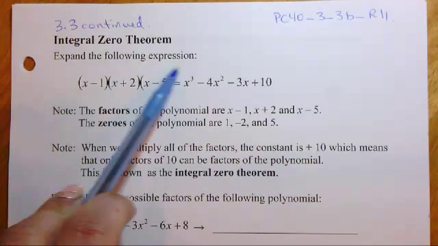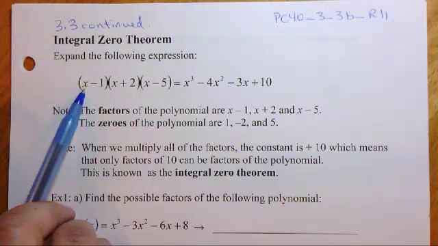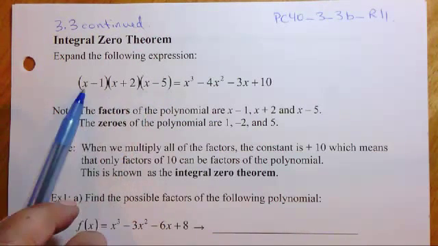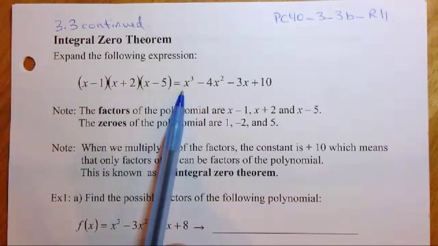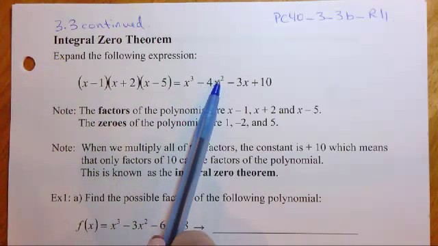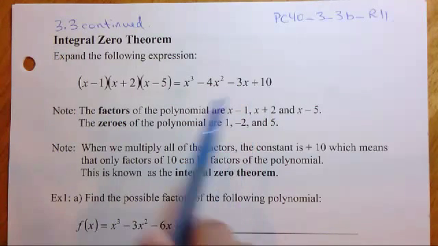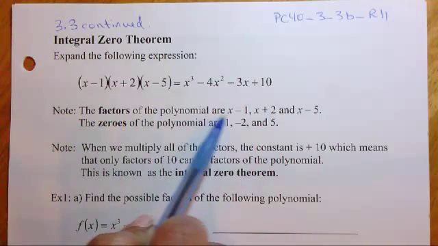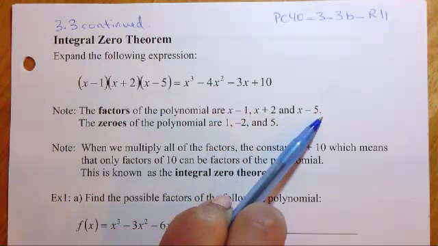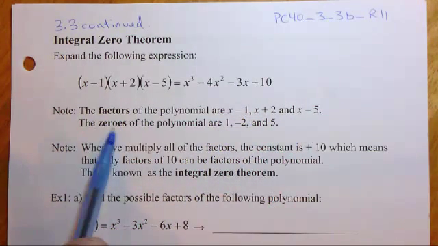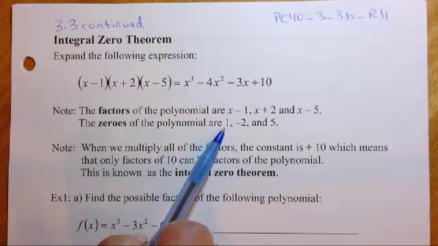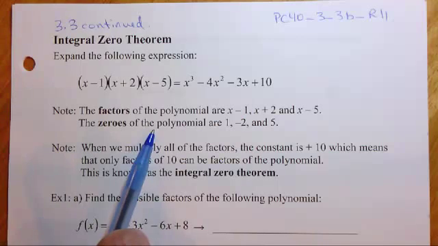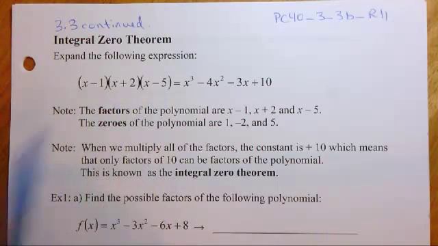So if we were to look at this following expression here, where we have x minus 1, x plus 2, x minus 5, they're all factors, multiply them together, we end up with x cubed minus 4x squared minus 3x plus 10. I want you to note that the factors of the polynomial are x minus 1, x plus 2, and x minus 5. The zeros of the polynomial are 1, negative 2, and 5. So the zeros are opposite to the connecting sign that are in here.